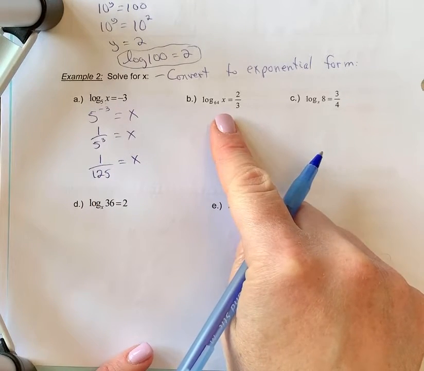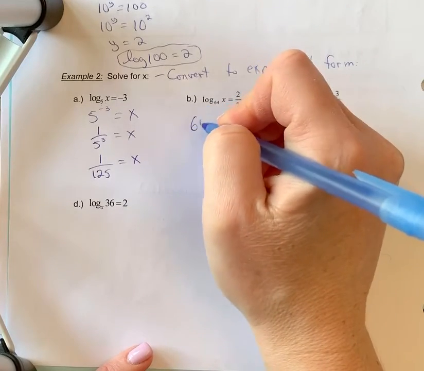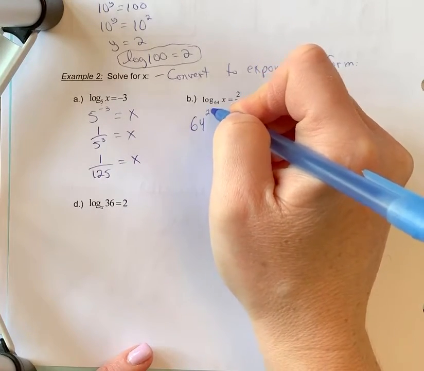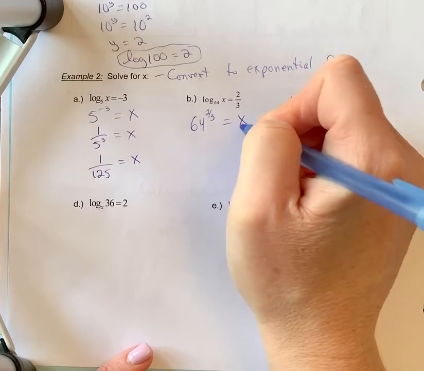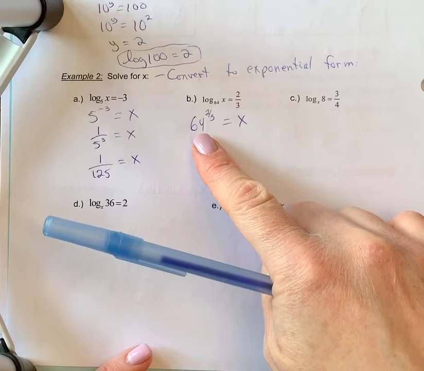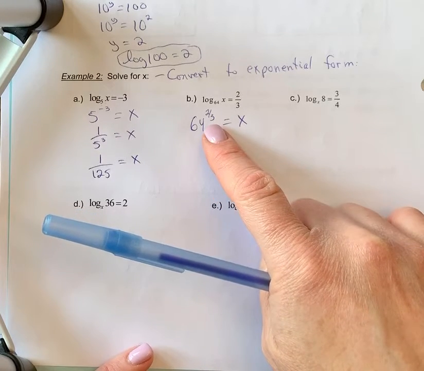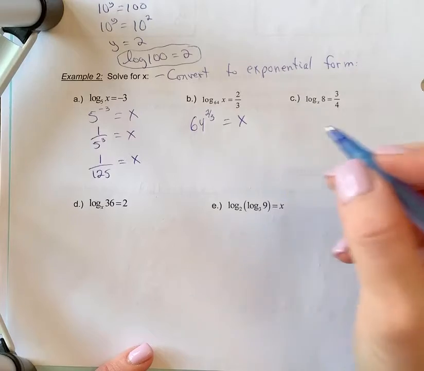Let's look at B. Put it in exponential form. So base number is 64. So 64 to the 2/3 is equal to x, your argument. X is already isolated. We're ready to evaluate. So remember, when you have an exponent that's a fraction, we call that a rational exponent. We're going to write it as a radical to help us evaluate.